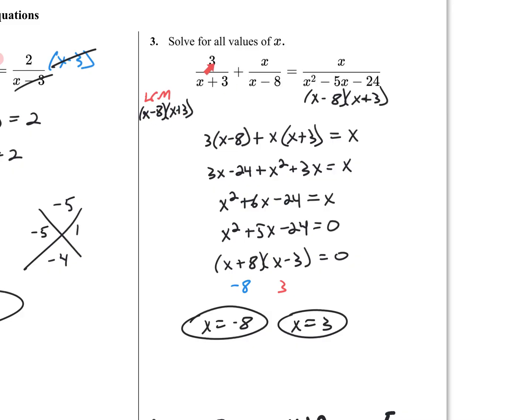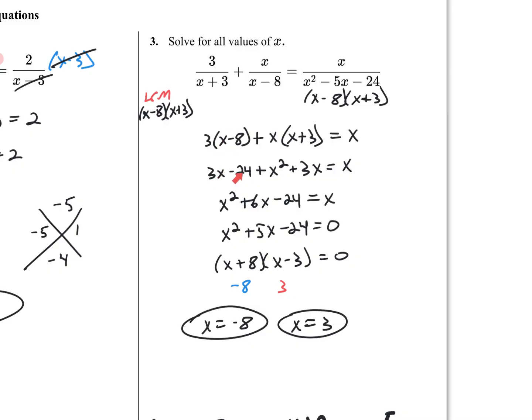So when we get to this 3, we do not have to multiply by x plus 3 because the x plus 3 here and here would cancel. But 3 times x minus 8, plus the x only gets multiplied by x plus 3, and equals just the x because the denominator is the entire least common multiple. So when we multiply and divide by that, they cancel, okay? So again, that's how you set it up.